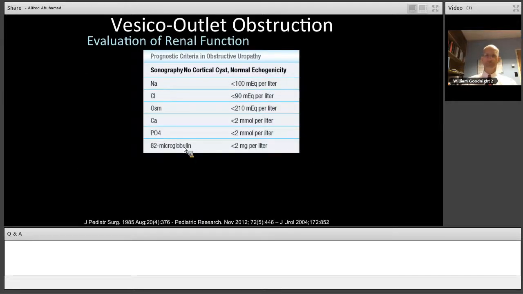How about the urine itself? When we send the urine for analysis, commonly it's sent for these that you see in this table right here. And what we are looking for is kidneys that cannot retain salt, kidneys that are losing salt. And so the higher the sodium, chloride, osmolality, and so forth, the worse is the prognosis.